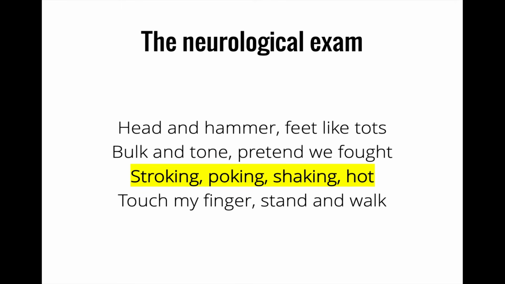Moving on, stroking, poking, shaking, hot refers to the various parts of the sensory exam. As we learned about in a previous video, different kinds of sensory information travel along different pathways, so we need to test each kind in order to determine where damage may have occurred. These tests will also need to be repeated across various areas of the body, just like the motor exam. For example, someone may have intact sensation in their upper extremities but not their lower extremities, so if you only tested this in one location, you would probably miss this finding.